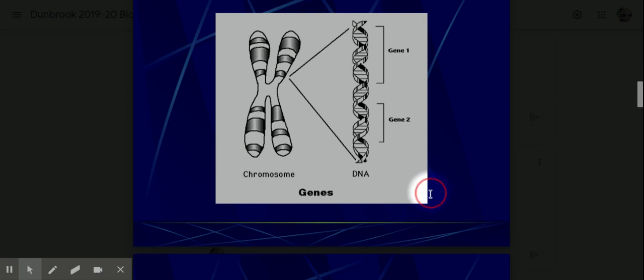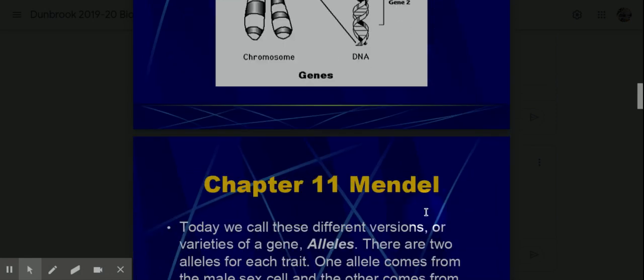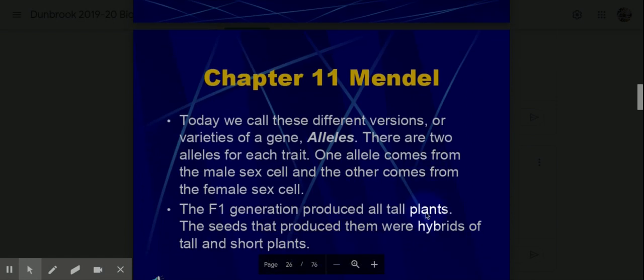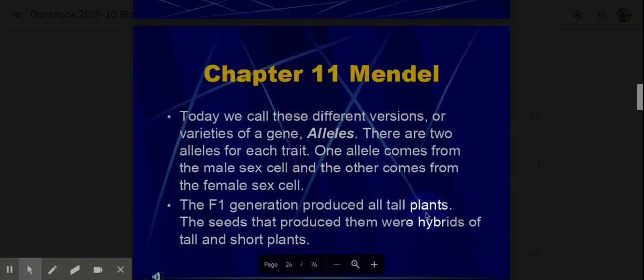So scrolling on down here, today we call different versions of genes alleles. Again, think of these as varieties or flavors. There are at least two alleles for each trait, at least two. One allele comes from the male sex cell and the other comes from the female sex cell.